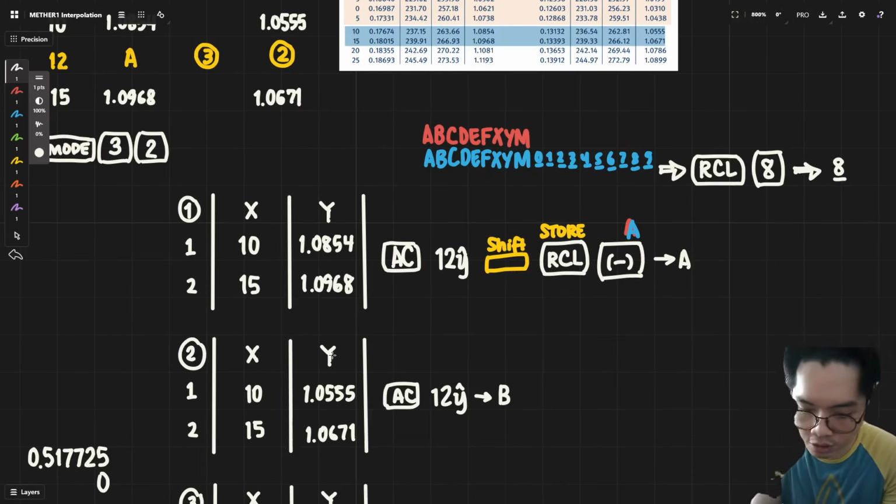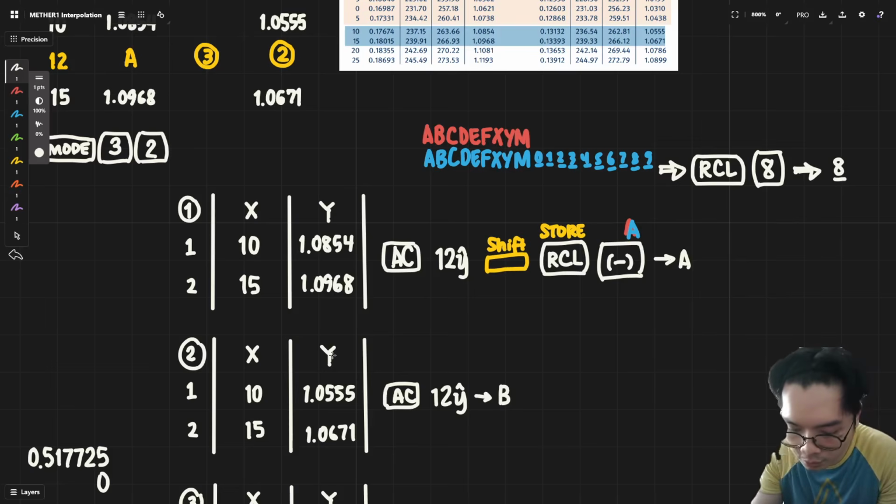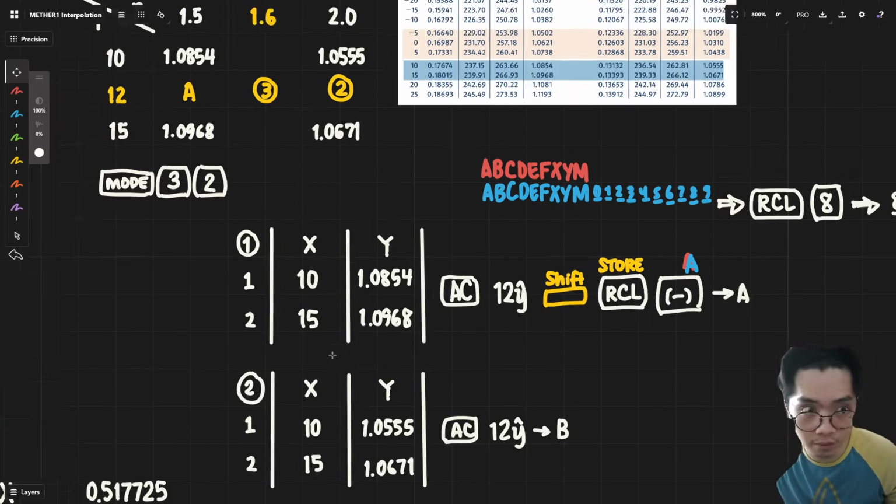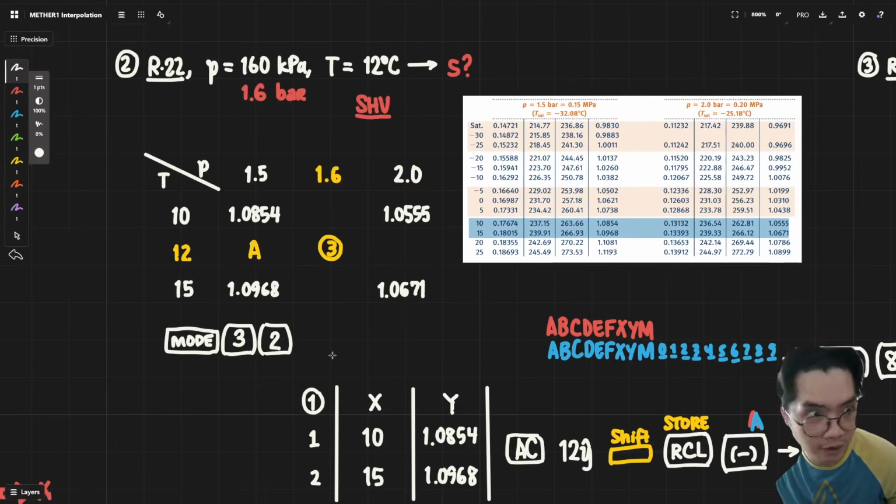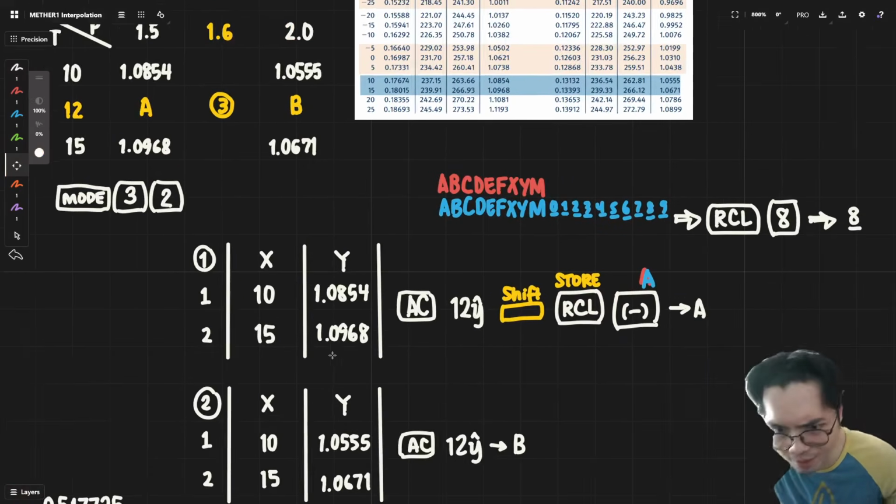So mode 32, 10, 15, 1.0555, 1.0671, AC 12, shift 155, 12y hat, shift store to B, which apparently is equal to 1.06014, right? But I do not care, because I want to do this as quick as possible, but hopefully you care about those values.